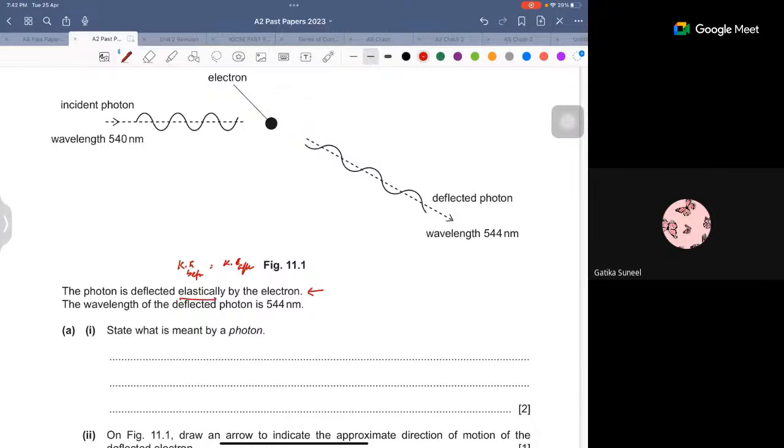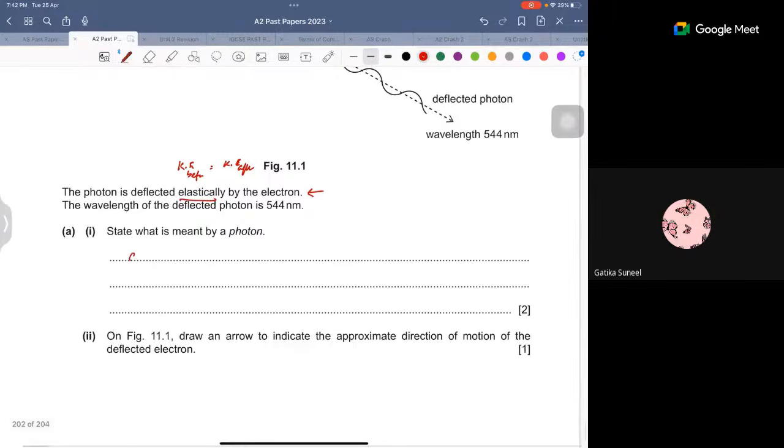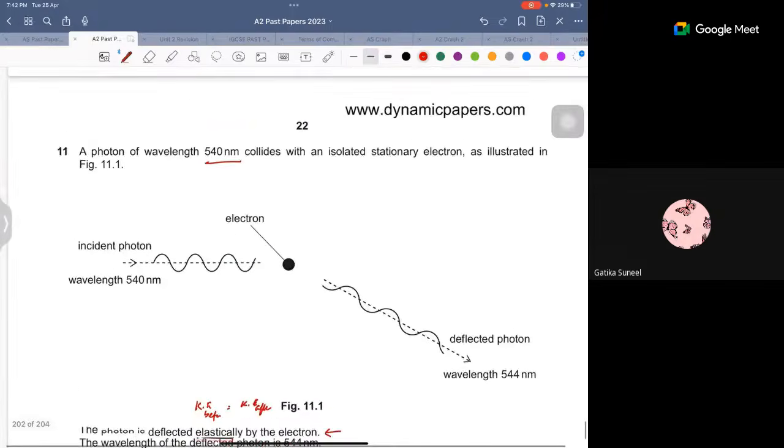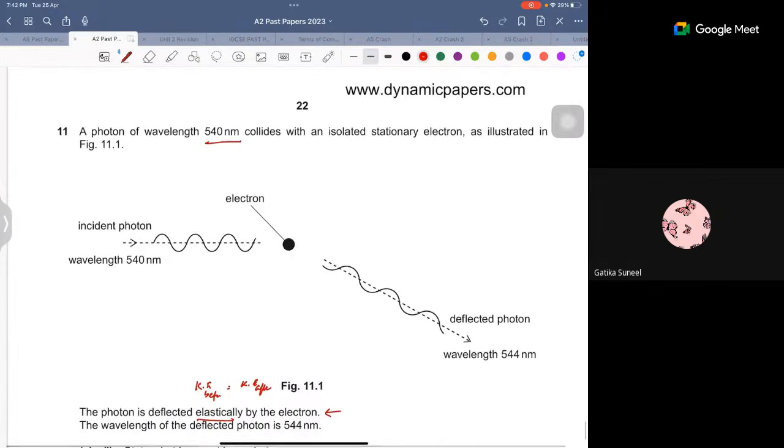Okay. So, what is meant by a photon? Photon is a quantum of energy of an EM wave, EM radiation. Now it says draw an arrow to indicate the approximate direction of motion of deflected electron. So this is a deflected photon. So it should be towards this point. And why do you think it should be this way?